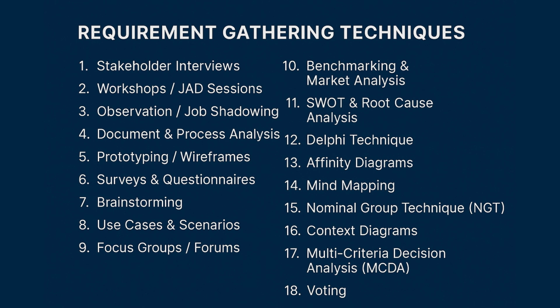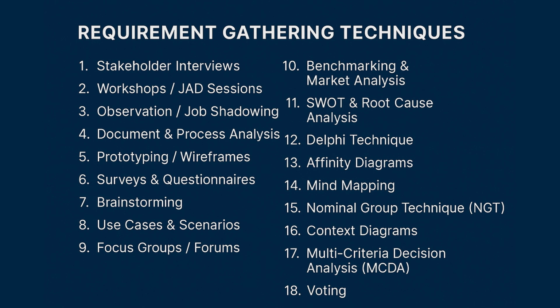RCA is a problem-solving method to identify the underlying causes of an issue rather than just symptoms. Techniques may include 5 whys and fishbone diagram. How is it going to support requirement gathering? By tracing problems to the root cause, you uncover real requirements that solve business pain points. It's going to prevent the team from writing requirements that only address surface level issues.